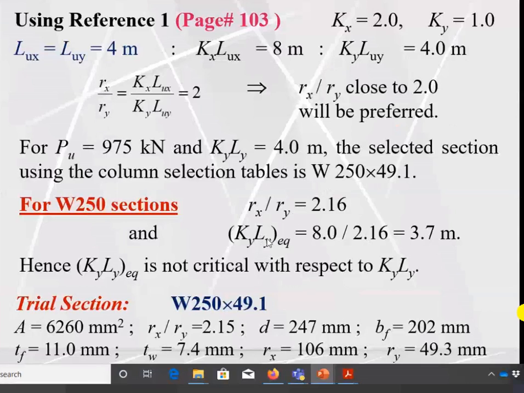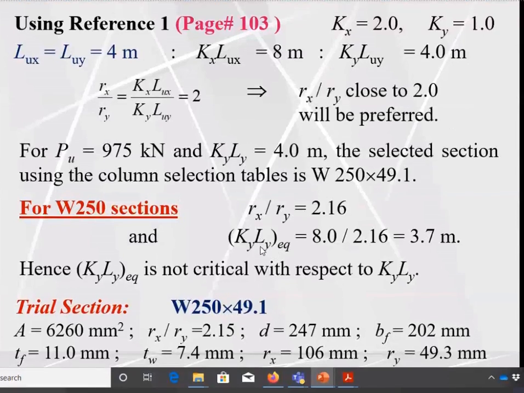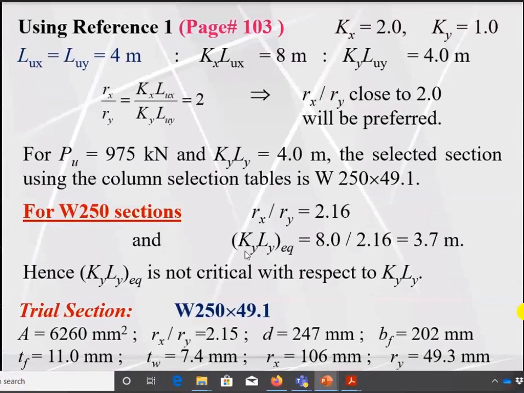So compute the KyLy equivalent. For the equivalent effective length about the y-axis, we require the Rx over Ry value. That value we are getting from our first trial section that we have selected based upon the effective length about the y-axis. So I am dividing the effective length about the x-axis by the Rx over Ry ratio. So the equivalent effective length about the y-axis is 3.71.